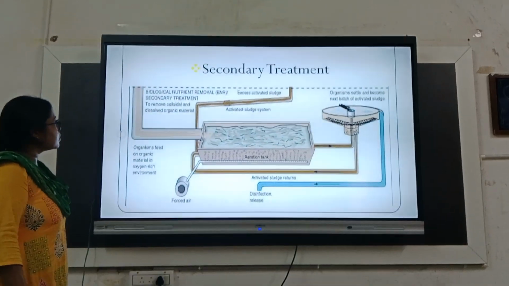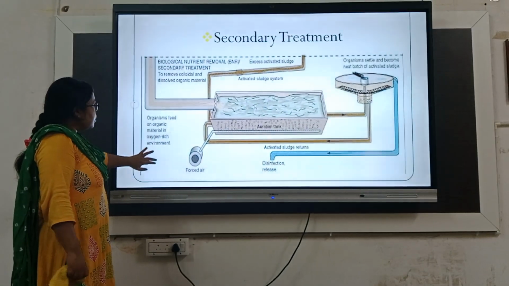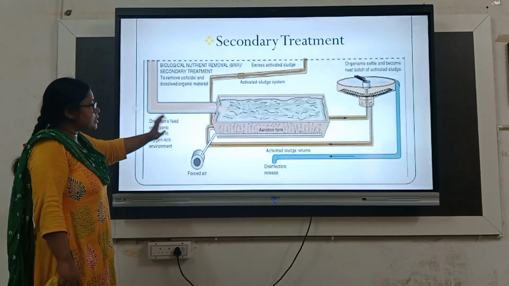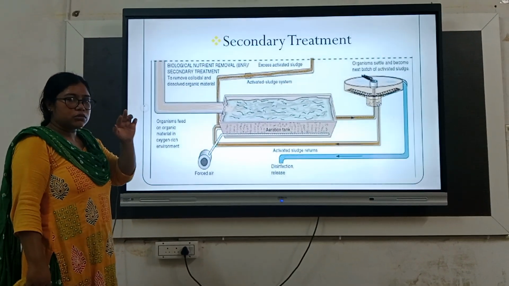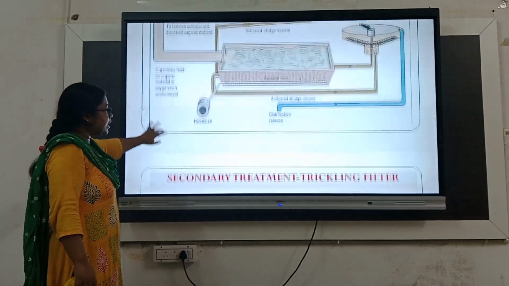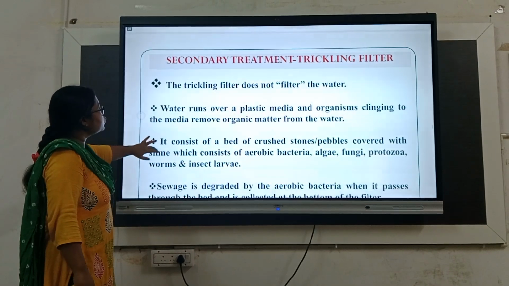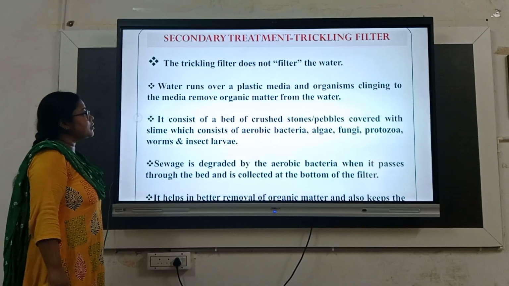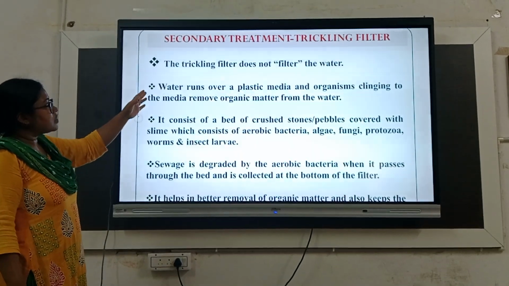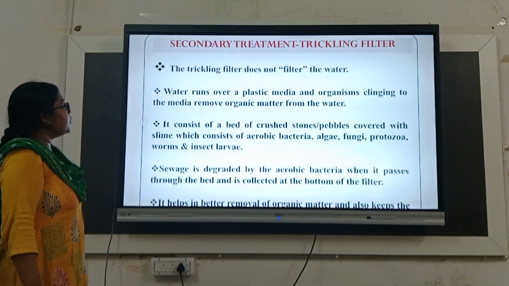Secondary treatment. In secondary treatment, there are two processes, activated sludge process and trickling filter. These are the two units which are in your syllabus. So, I have already explained the activated sludge process. Now, trickling filter. Another unit in secondary treatment is the trickling filter.